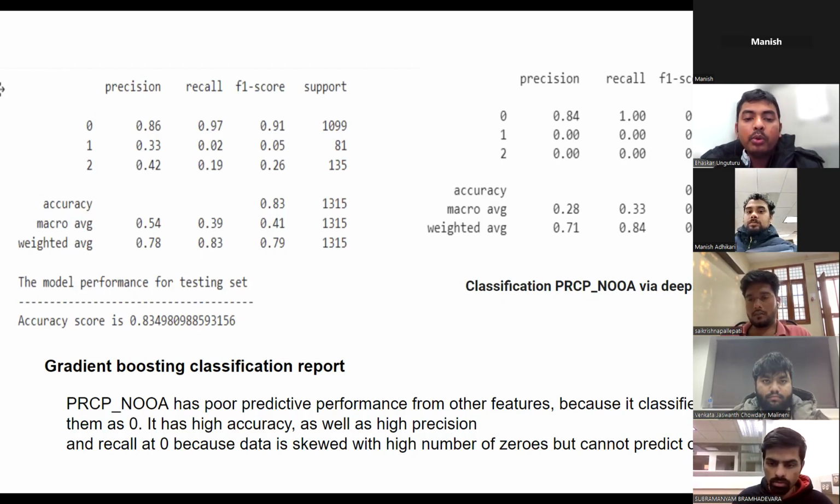It has a very poor predictive performance compared to the other features, because it classifies all of them as 0, as I already told you. We cannot predict the other classes because of the high number of zeros in class 0. So in that case, we modified the threshold a little bit, to the top 5%, to see how it behaves. Can you move to the next slide?